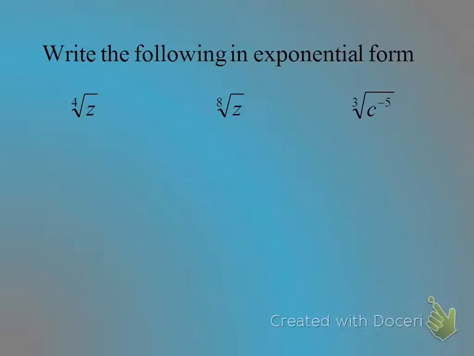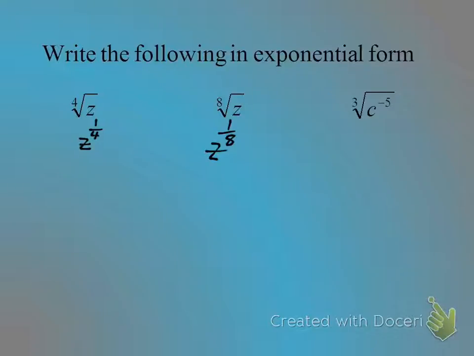So we're going to translate these. We're going to write the following into exponential form. So your index becomes your denominator. For the first one, you have the 4th root of z. It becomes z to the 1/4. That's it. That's the answer. Changing forms, you go from the 4th root of z to z to the 1/4. So the 8th root of z becomes z to the 1/8.